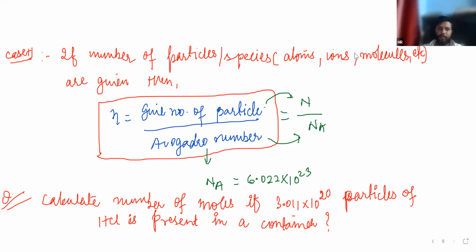Can you solve this question? Okay, solve it.